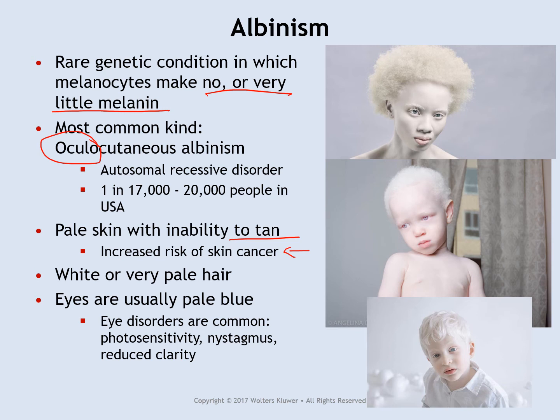Usually the hair is white or very, very pale. The eyes are usually very light blue. And it's very common to see eye disorders in your patient with albinism. Photosensitivity means that they're very, very sensitive to light. They probably have to wear sunglasses indoors. Nystagmus is random involuntary eye movements, and then there's reduced clarity as well. It's very common for patients with albinism to be legally blind because their eyesight is just that bad.